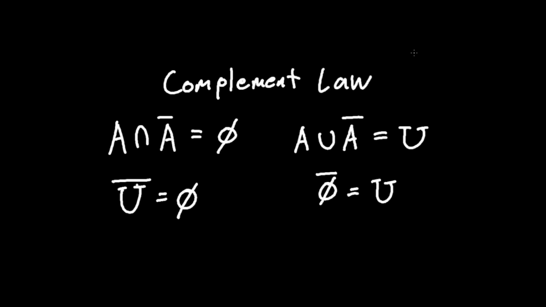And the complement of the universal set is just nothing, right? The universal set is everything. So what's the opposite of everything? It's just nothing. And we have this exact opposite dilemma, right? We have the complement of the null set. That's just the universal set, right? The complement of everything. The opposite of nothing is everything, right? That just makes sense. I'm just interpreting these in words for you guys.